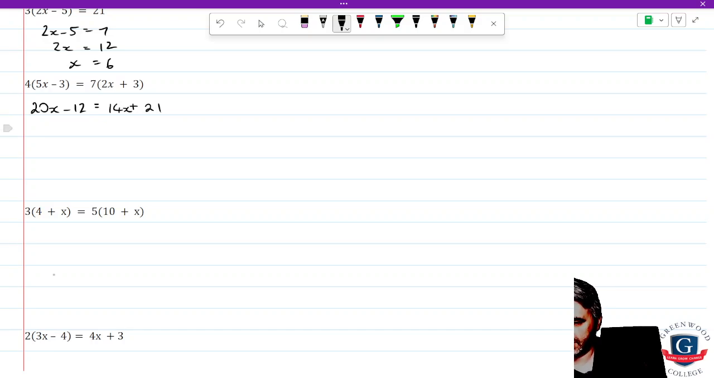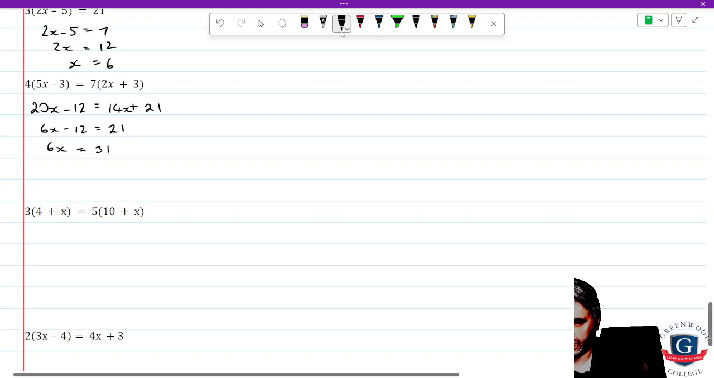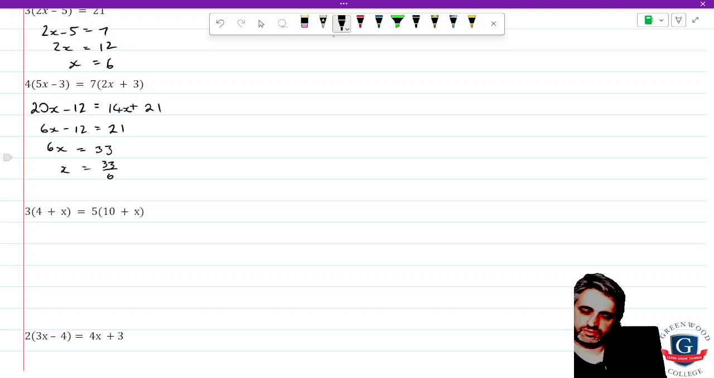Subtract 6 from both sides. Subtract 14x from both sides, get 6x. Add 12 to both sides. Oh, 33. X equals 33 on 6. Well, divide both by 3, I suppose. So that'll give you 11 on 2.